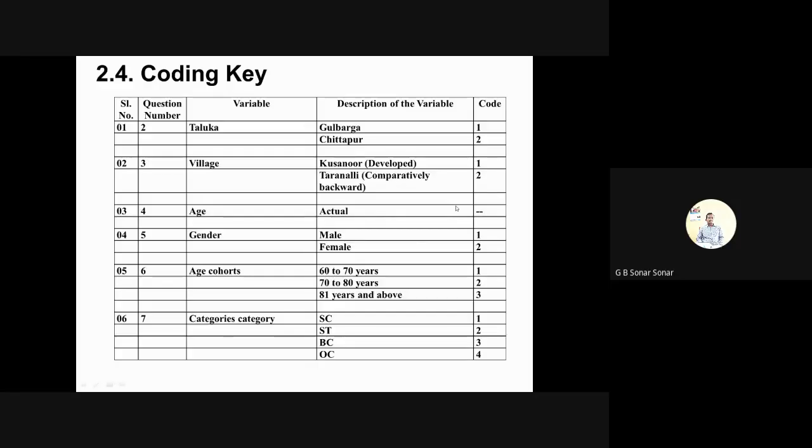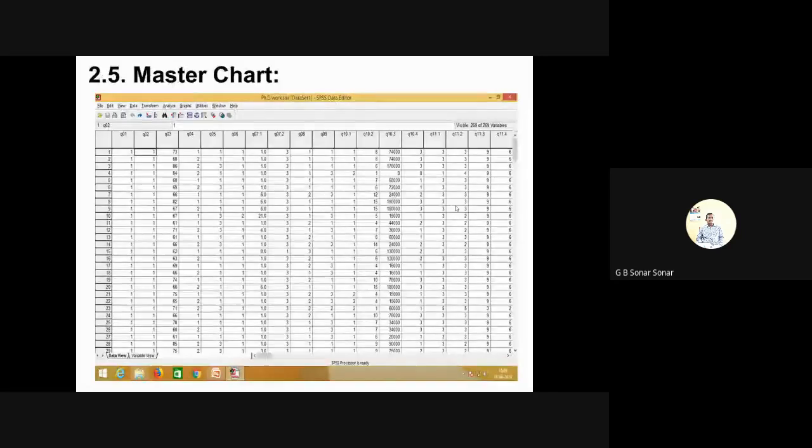So what I'm trying to say here is that in any social science research, it is important to prepare a coding key, and then you go for entering the data into the computer or preparation of the master chart. So this is one model of a master chart. Master chart can be prepared on a drawing sheet also. Earlier, when people were not comfortable with the computer, master charts used to be prepared manually.